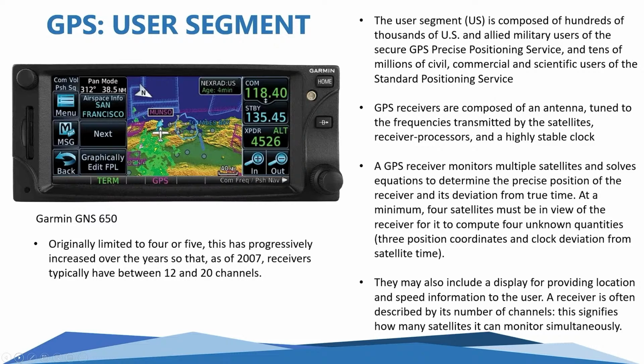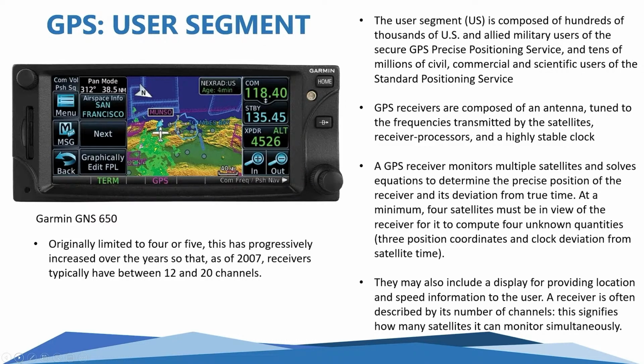At a minimum, you need 4 satellites in view for the receiver to compute the unknown quantities, so 3 position coordinates and the clock deviation from the satellite time. There's also traditionally a display nowadays. These are pretty fancy, so they've definitely come a long way. Within the utility section or the auxiliary section, depending on the manufacturer, it will tell you how many satellites are in view at any given time. In the early GPSs, they were really only limited to receiving 4 or 5 satellite signals at any time. The newer ones, really anything past 2005 or 2007, are typically going to have 12 to 20 channels. And if you were to look at how many are actually in view, most of the time you guys are not going to have a problem.